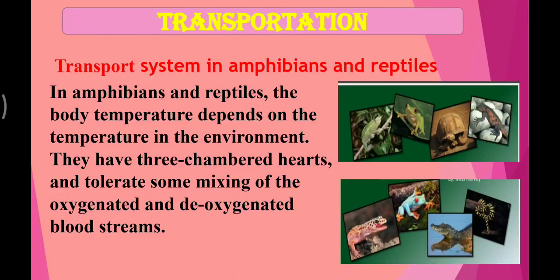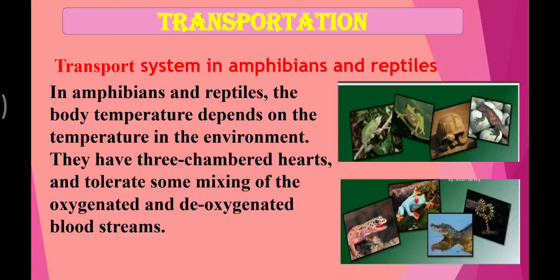Next, the transport system in amphibians and reptiles. You all know amphibians are frog-like and reptiles are snakes, etc. In amphibians and reptiles, the body temperature depends on the temperature of the environment. They are called cold-blooded animals. They have only three-chambered hearts. We have four chambers. They tolerate some mixing of the oxygenated and deoxygenated blood. Sometimes it mixes for them, but still they can manage because they can control their body temperature.